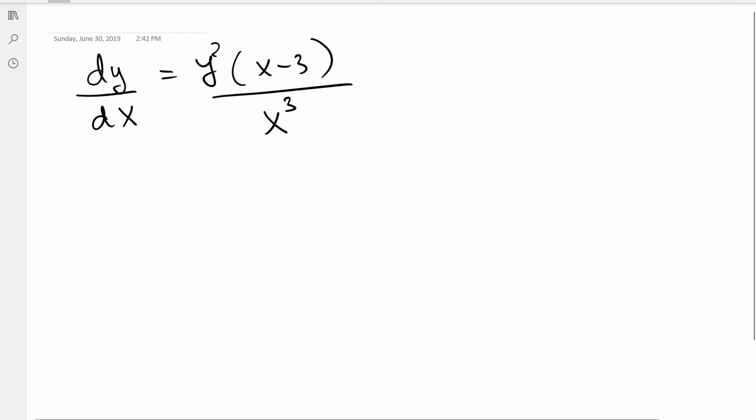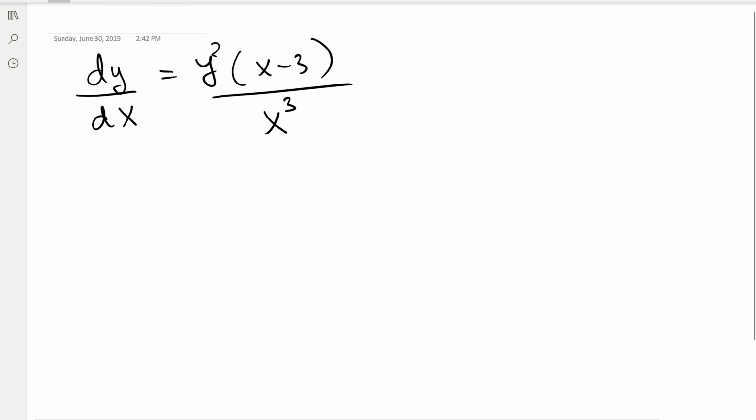Alright, hello everyone. So here's another differential equation for us to solve using separation of variables. Now here's something you can do. Pause the video, write down this question on your paper and try to solve it, and then try to compare it with my solution. Okay, so that's a good way to learn mathematics.